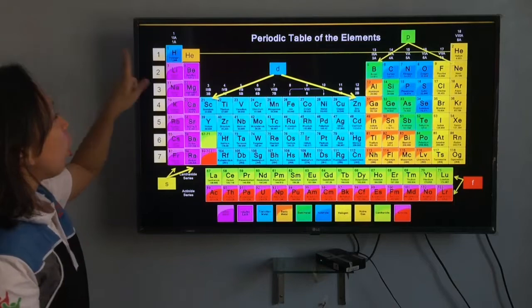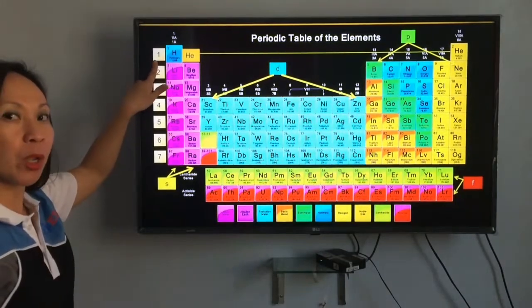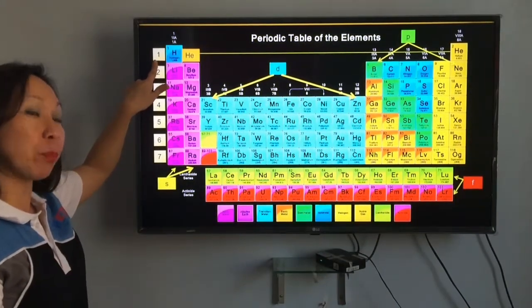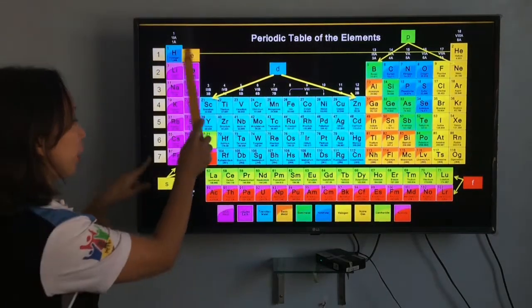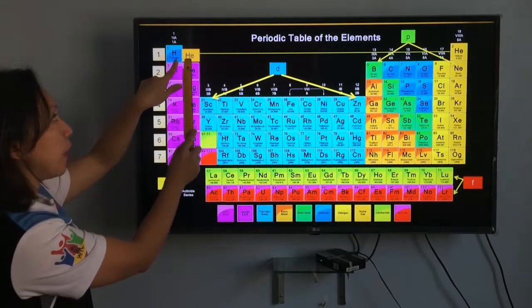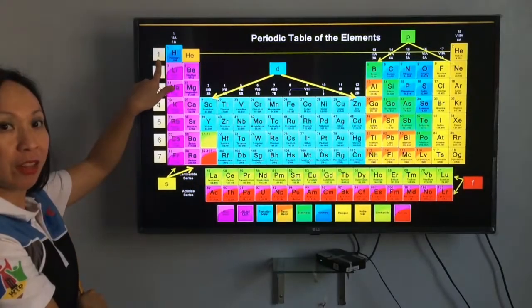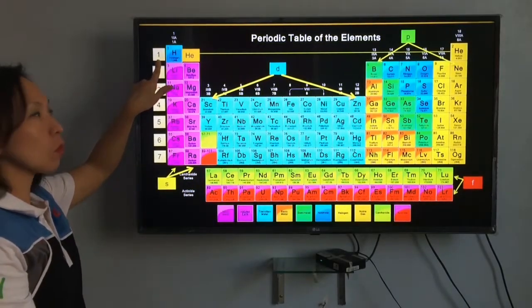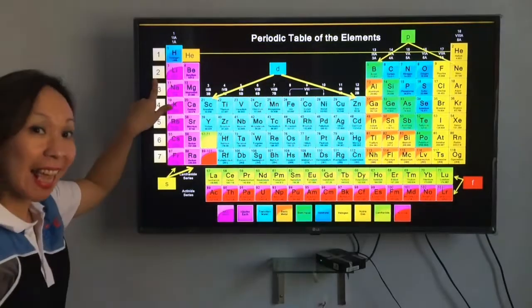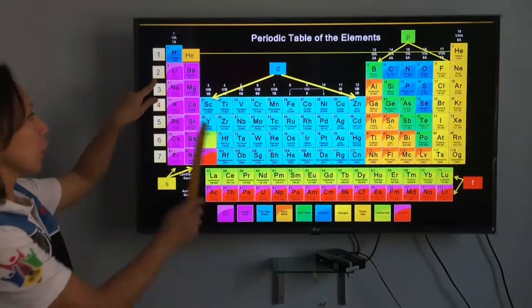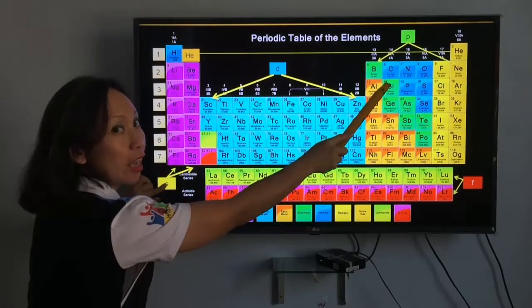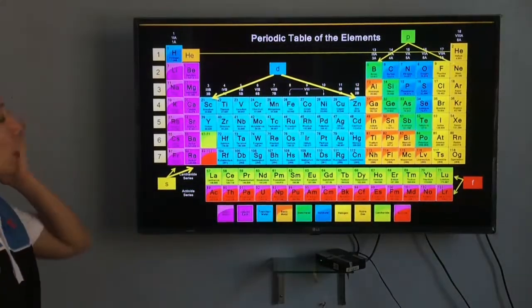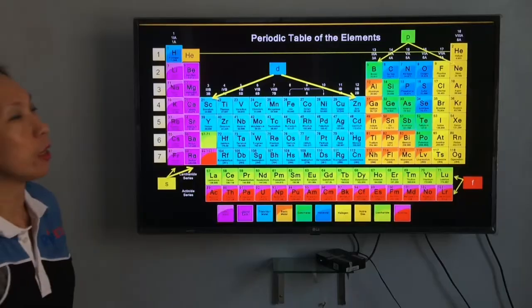So for example, on the first energy level, what sub-level is present? Only S. Look at that. So only the S sub-level is present on the first energy level. On the second energy level, you have the S and the P. Okay, so how do we do this? Let's do it very slowly.